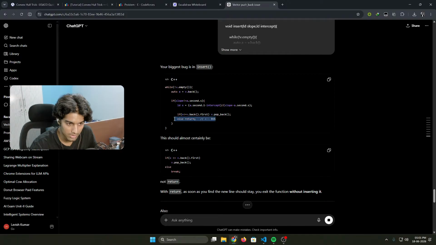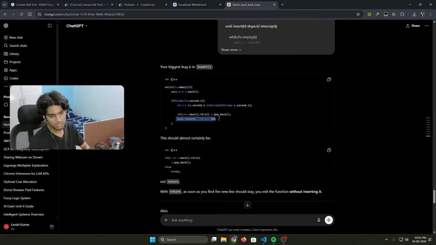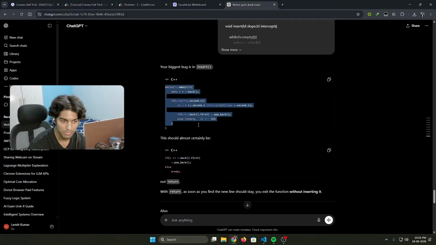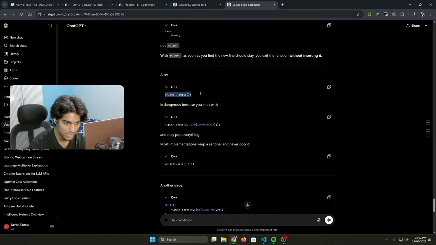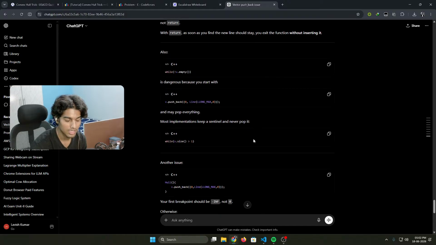Yeah, insertion is bugged. So this is bugged. But why? This should almost certainly be else break. Break this while loop, not return. With return, as soon as you find a new line, the new line should stay, but you exit the function without inserting it. Makes sense. But wait, this is also dangerous because you start with and this may pop everything. Most implementations keep a sentinel and never pop it. Yeah, that makes sense.